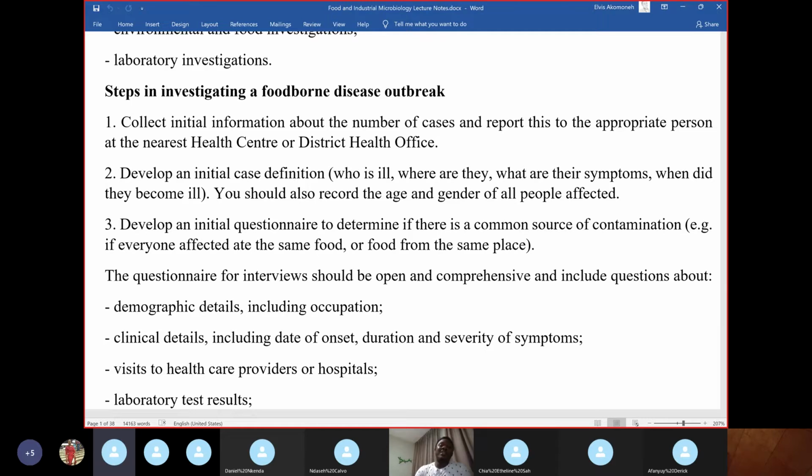The first is to collect initial information about the number of cases and report this to the appropriate health officials or district service. So we're saying that you've just identified, maybe in your laboratory, 2 or 3 people reporting with the same symptoms. And in the course of questioning, you realize that they consume food from the same source. The first thing you need to do is report this information to your nearest district health service. I'm taking the typical case of Cameroon. You need to report to the nearest district health service.